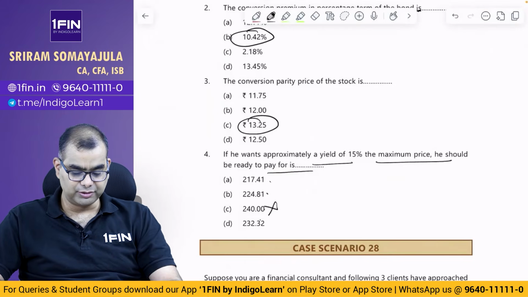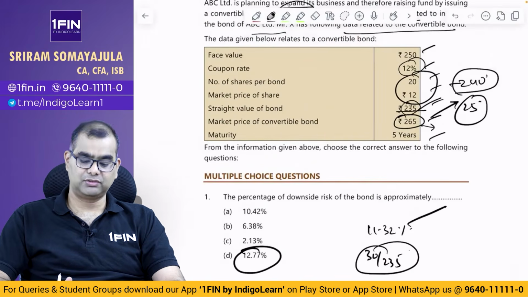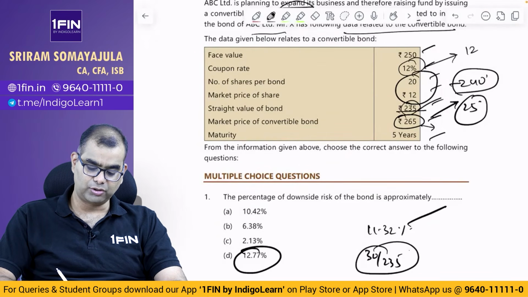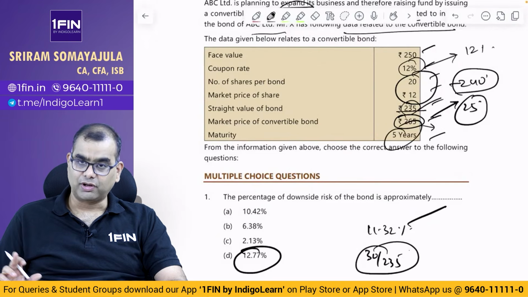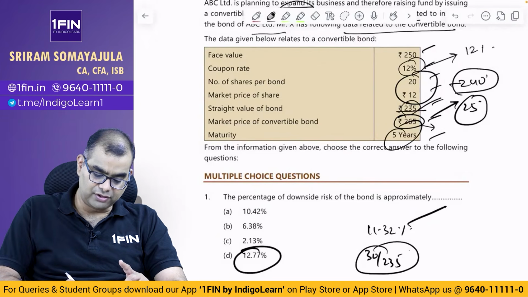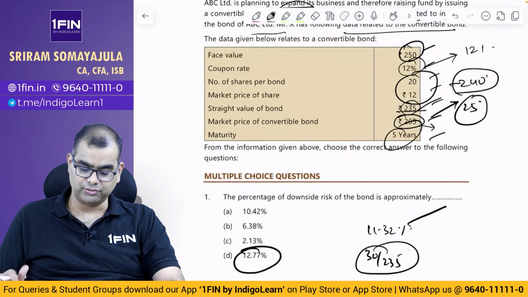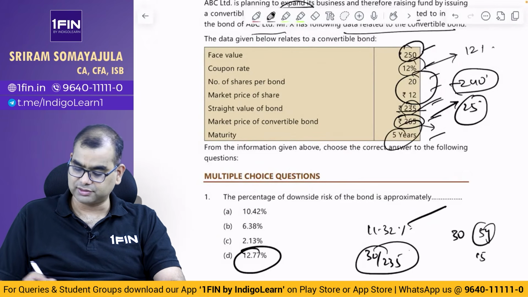Okay, can it be 232? I have no clue. How do we figure that out? See, you then have to value the price of the bond, which is they are getting at 12 rupees per annum. Now, balance maturity is 5 years. So, 12% is the annual coupon on face value of 250. So, 250 into 12% is 30 rupees. So, you are getting this 30 for how many years? For 5 years. At what rate? At 15%.